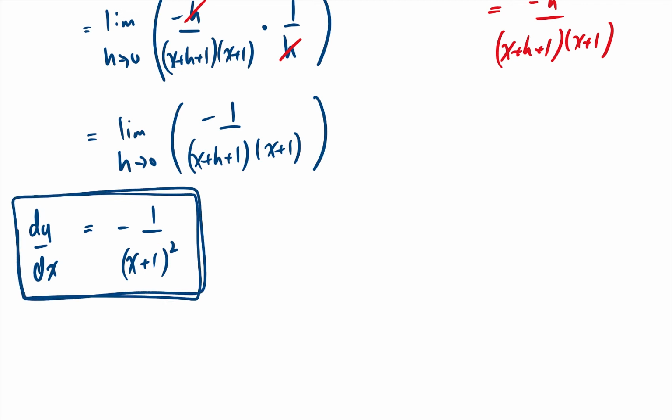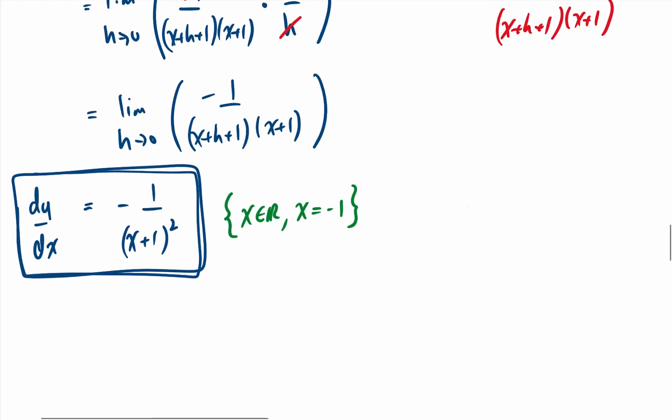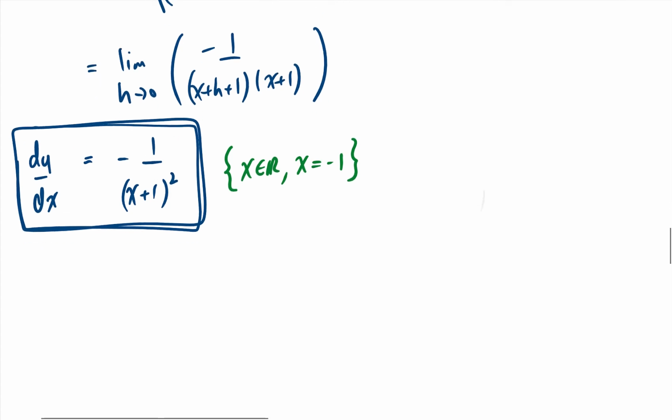Except we do have a restriction. In this case, x can be any real number. However, we don't have the slope of any tangent at x equals negative 1. So we want to determine at what points does the slope equal negative 9.